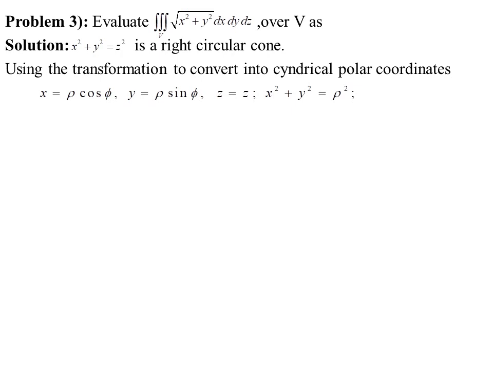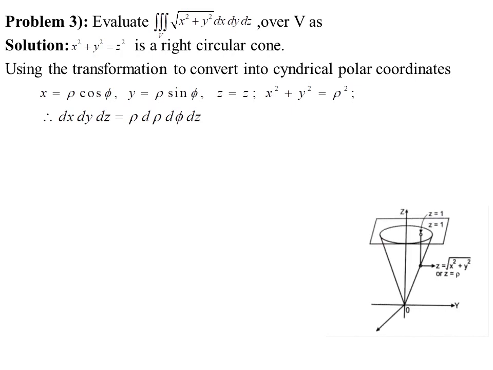X is equal to rho cos phi, y equal to rho sin phi, z is equal to z, x square plus y square is equal to rho square, and dx dy dz is equal to rho d rho into d phi dz. This is already explained in earlier slides. So check out this figure. At z equal to 0, that means your xy plane, we have the part of the cone on the xy plane as a point circle, that is at the origin.